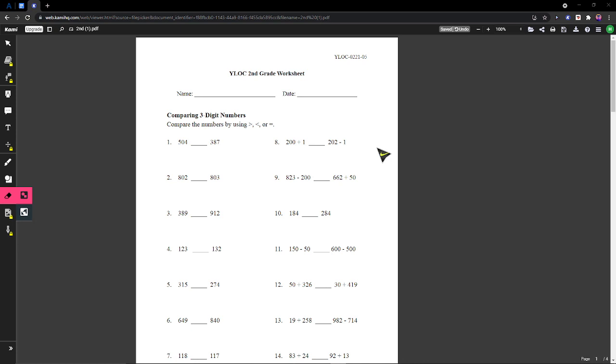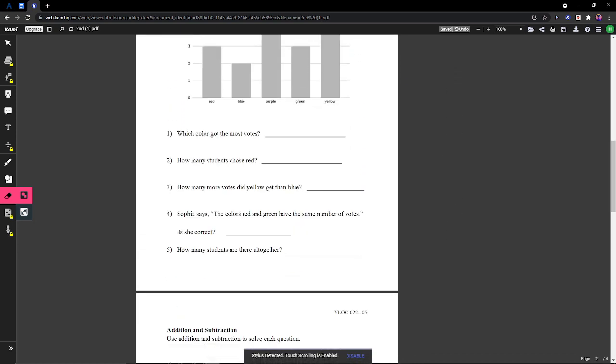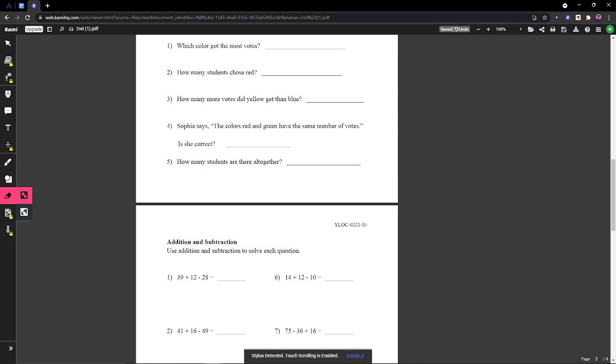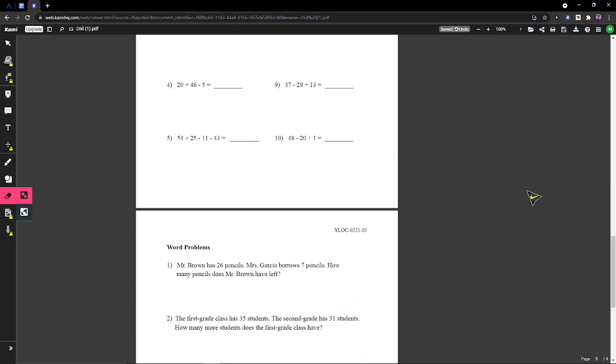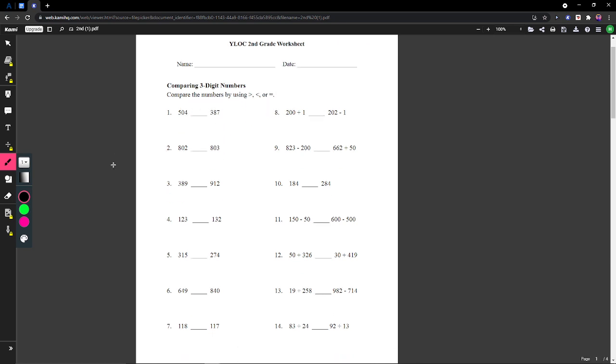Today we'll be going over comparing 3-digit numbers, using a graph, addition, subtraction, and some word problems. So for the first part, this is called comparing 3-digit numbers, and in this section you'll be comparing the numbers by using greater than, less than, or equal to. Let's go to our first problem to get started.